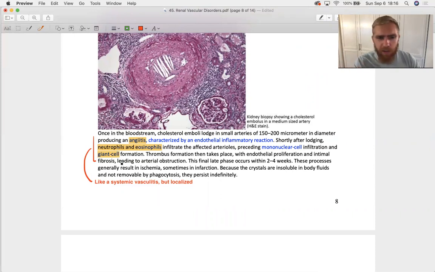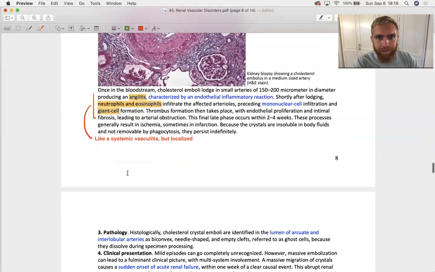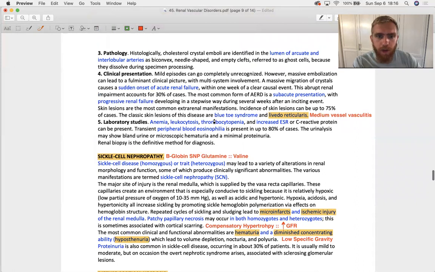Remember, you can see giant cells in that too. That's a medium arteritis. So you know what the histology looks like too. And you could see a couple characteristic presenting symptoms. Blue toe syndrome, number one, because it's atherosclerotic in origin. So these patients probably have a lot of peripheral arterial occlusion because of fatty plaques. And then livedo reticularis as well.